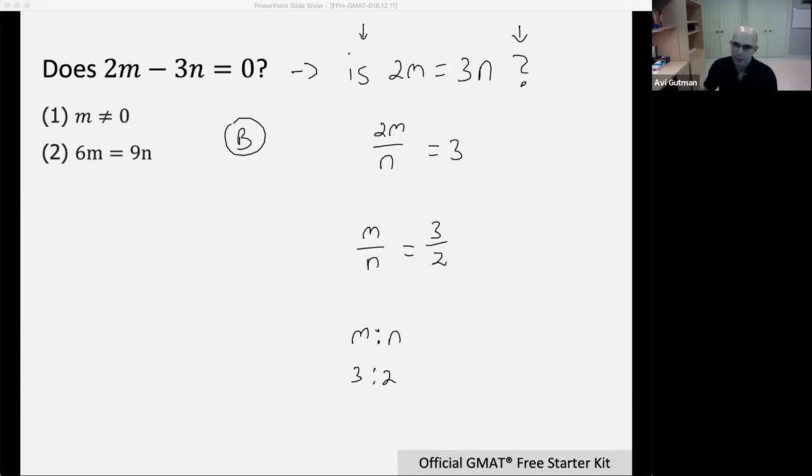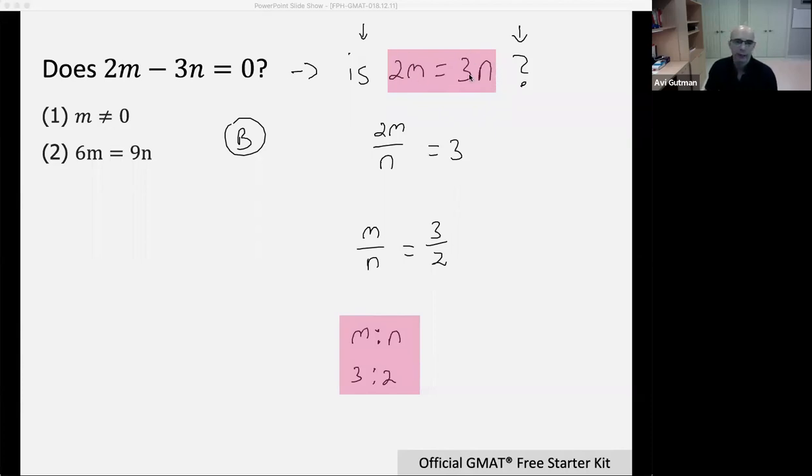And so there's something interesting that I want you all to notice here. M to n is 3 to 2 is a ratio. And it means exactly the same thing, again assuming that n is not 0, as this equation. And I think that for most people, when they look at this equation, it doesn't really scream ratios at them. And I think that it should.